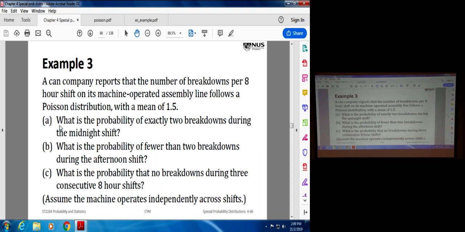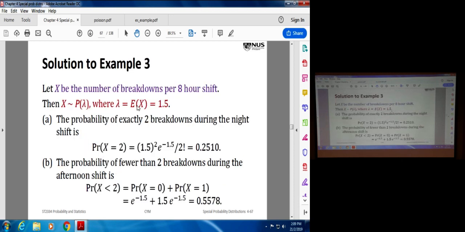This is straightforward. If we model x as being the number of breakdowns in an 8-hour shift, then we just have to compute the probability x is equal to 2 when x is Poisson distributed with mean 1.5, i.e. lambda is 1.5. So the probability of exactly 2 breakdowns during the night shift is the probability x is 2, Poisson, lambda is 1.5. This is just substituting numbers into a formula. So that's part A.